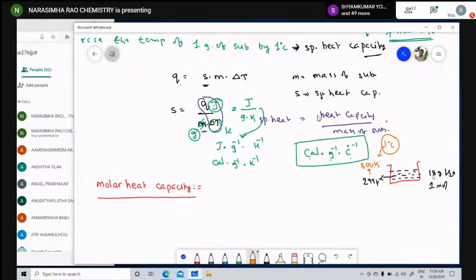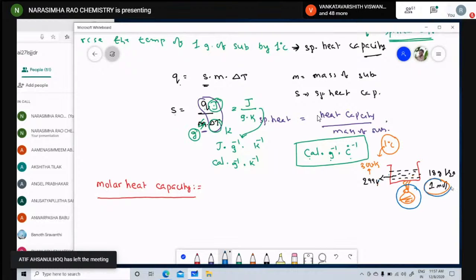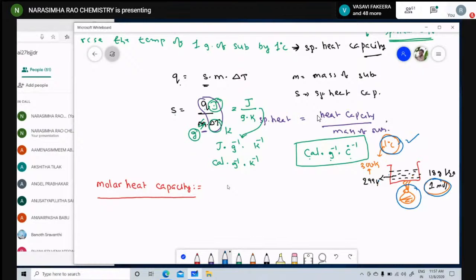Of course, children. Then we have to supply some amount of heat to this. Such an amount of heat required to raise the temperature by 1 degree per 1 mole is called molar heat capacity. So children, once again I am repeating the statement: it is the amount of heat required to raise the temperature of 1 mole of substance by 1 degree, called molar heat capacity. This is Cm.